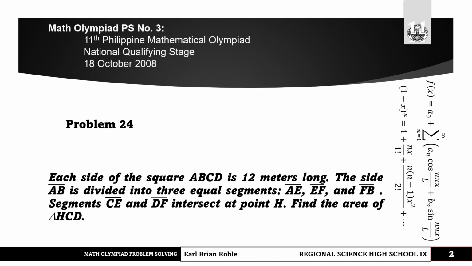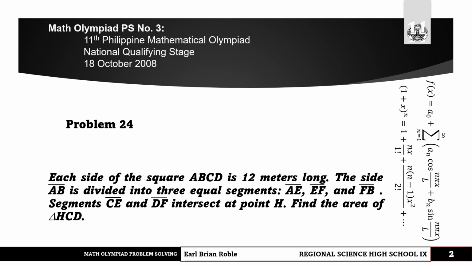So this problem is problem number 24 of the national qualifying exam of the 11th Philippine Mathematical Olympiad back in 2008. So the problem goes like this. Each side of the square ABCD is 12 meters long. The side AB is divided into three equal segments, namely segments AE, EF, and FB. Segments CE and DF, on the other hand, intersect at point H. So there exists a point H in their intersection, and find the area of triangle HCD.